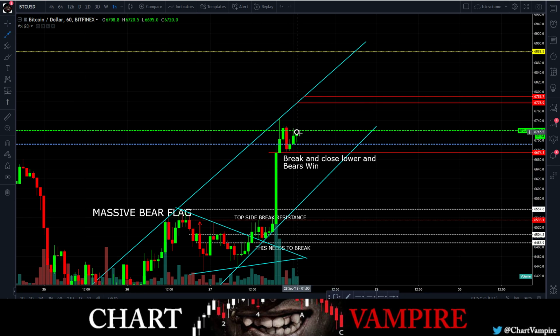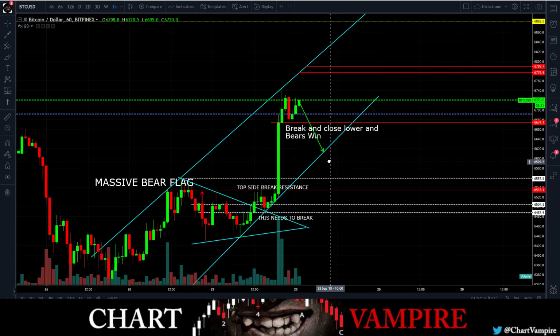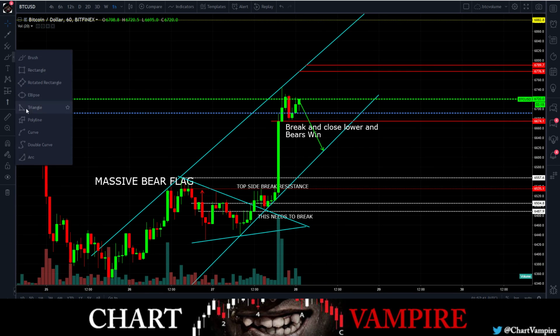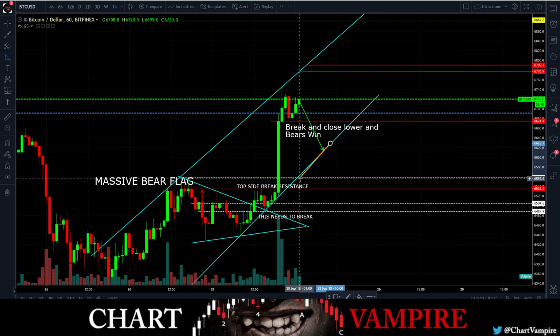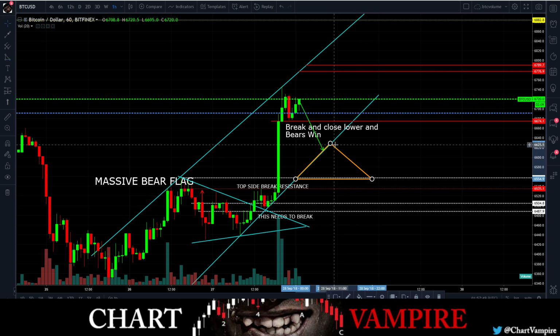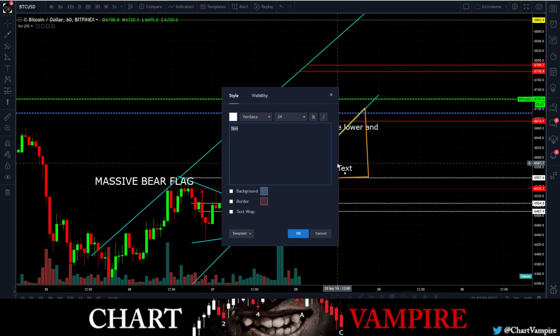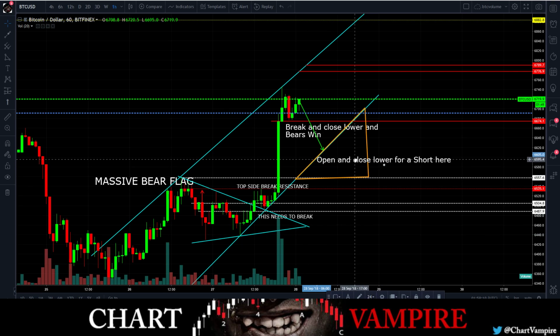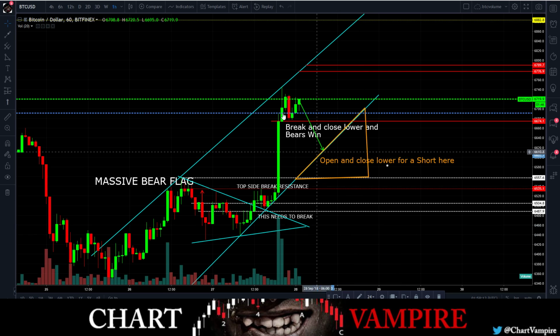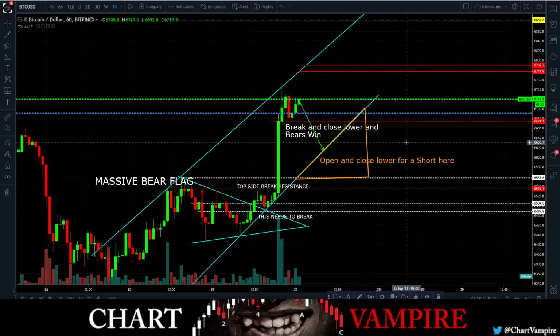Even if you come down here and you test this channel right here, you can't even really be safe opening a short until you break this, because now that wedge is legitimate. That's a legitimate wedge right there. So you technically can't even hop into a short until here, and you have to look for an open and close lower for a short here. This has just got to break down. You've got to break down here.